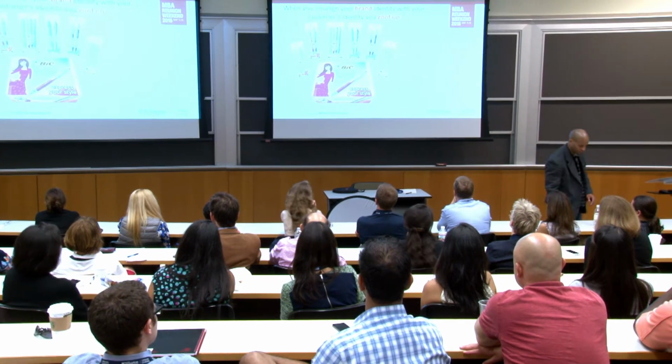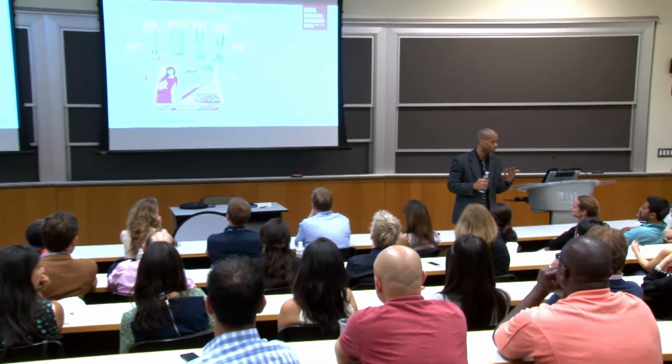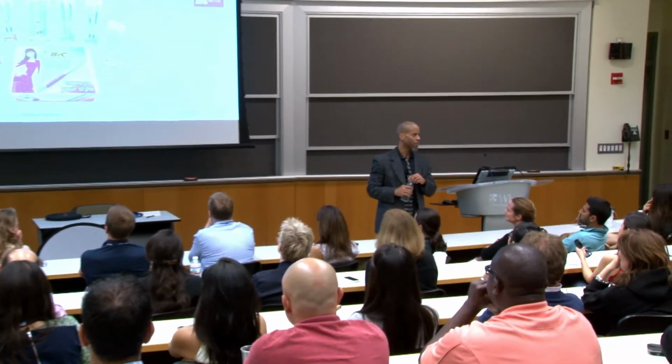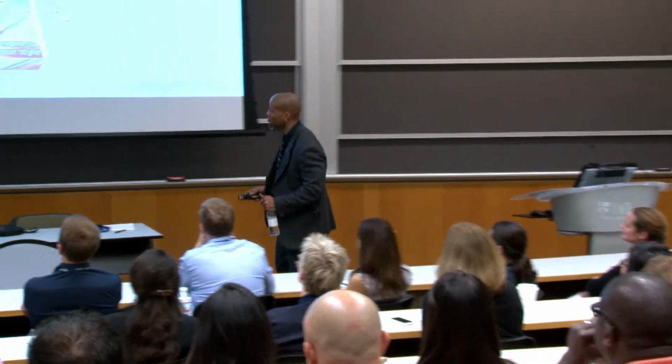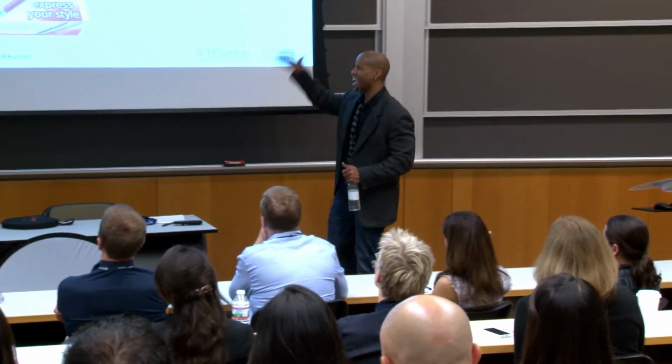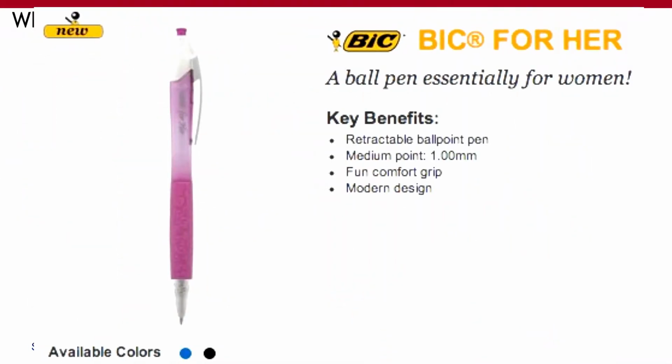So the question becomes, this is obviously positioned toward an identity, a gender identity, positioned toward women. How are they going to react to this? Well, what are your attributes? What's your argument? What is the relationship between identity and what you do in this particular context? Here's the answer. Here are the key benefits. It's a retractable ballpoint pen, medium point, 1.0 millimeters, fun, comfort grip, modern design. There you go. A ball pen essentially for women.